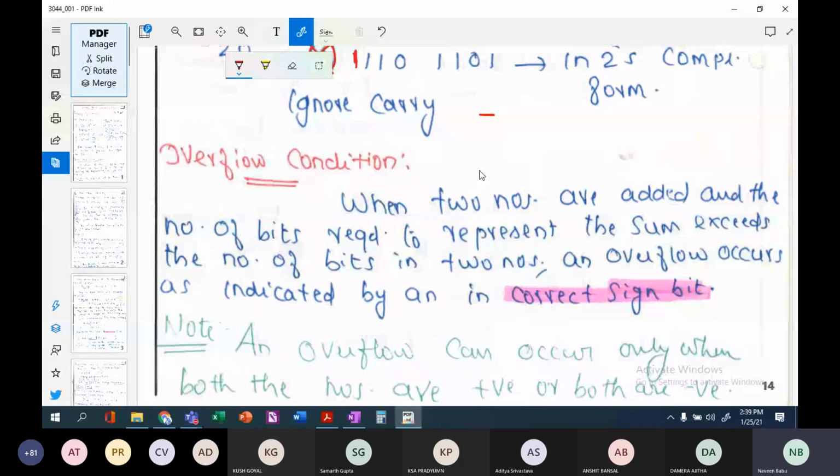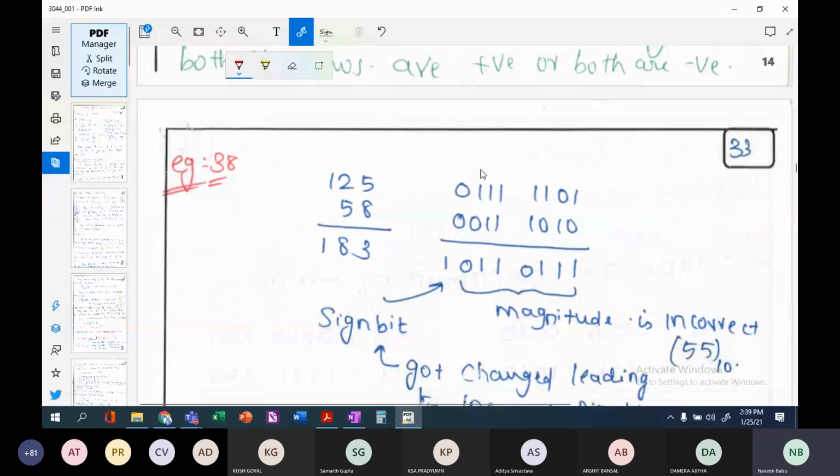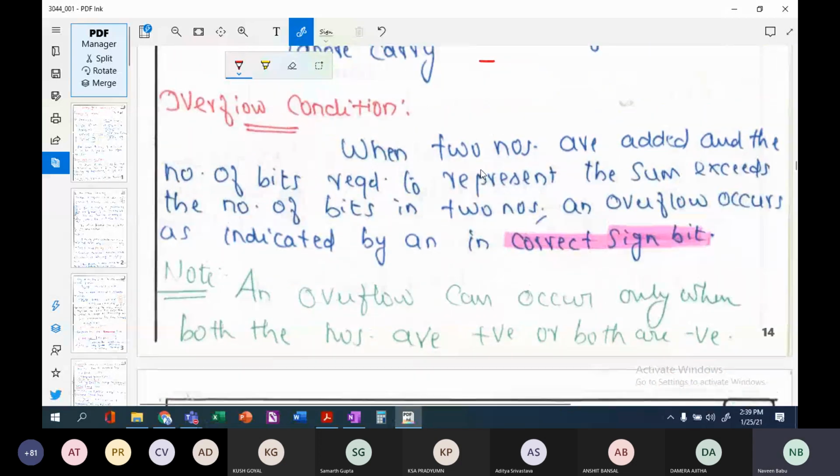Okay. Now let us see an overflow condition. What is this particular overflow condition? We have already seen this overflow condition in some form, but we have not pointed this out. An overflow condition is when two numbers are added and the number of bits required, or the capacity of the resultant solution, is more, then you will have an overflow occurring, right? So this is indicated by the incorrect sign.